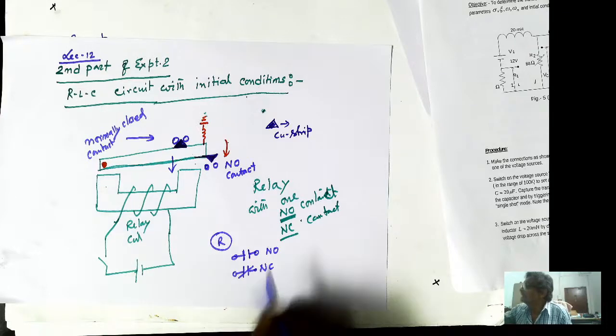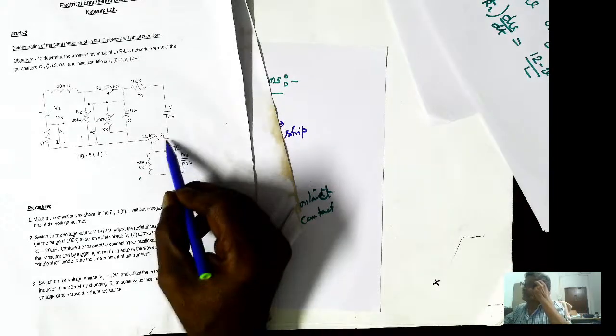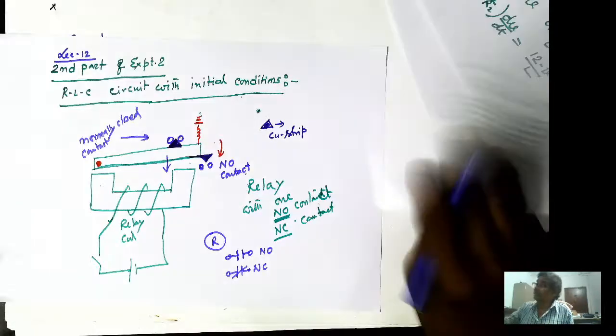So precisely this thing has been done here. So this relay coil, if it is open circuited, this NC contact, these two terminals which are normally shorted by that copper strip, are closed, and this is open. When it is energized, the opposite thing will happen.